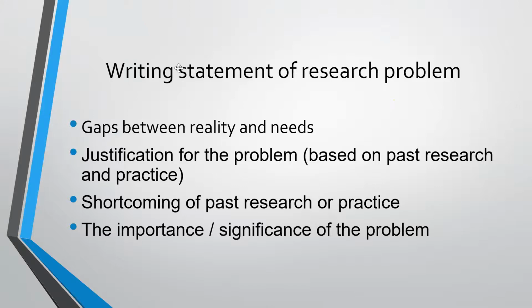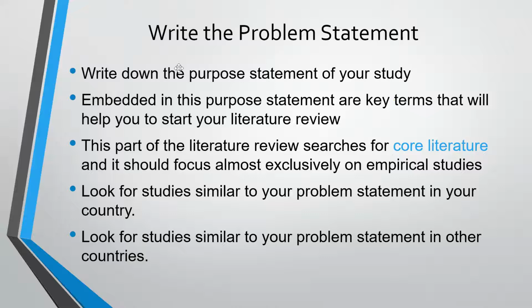And then when we write a statement of a research problem, we can start from gaps between reality and needs. We can make a justification for the problem based on past research and practice. We should also understand the shortcomings in past research and practice to write the statement of the research problem. And then we should state the importance and significance of the problem. And then when we write the problem statement in educational research, the first one, we should write down the purpose statement of your study.